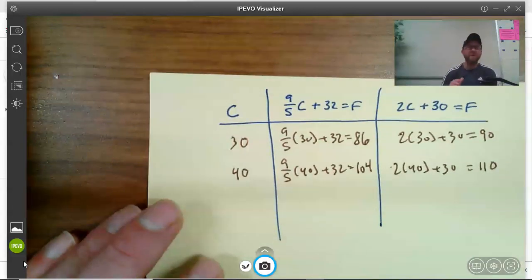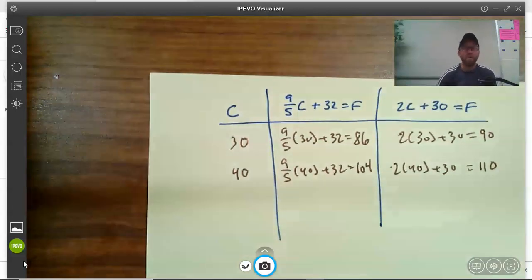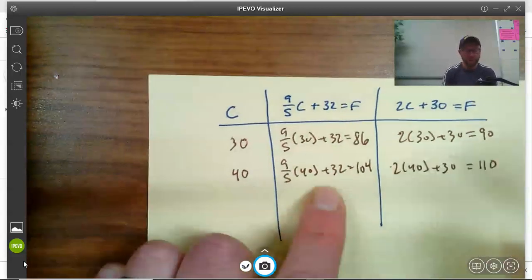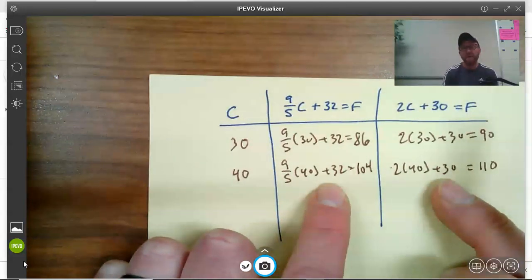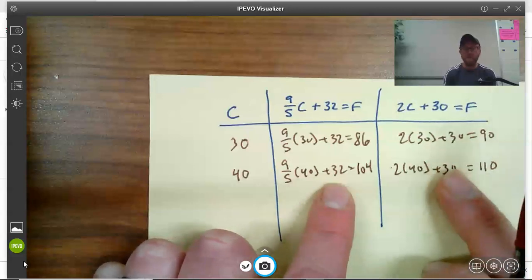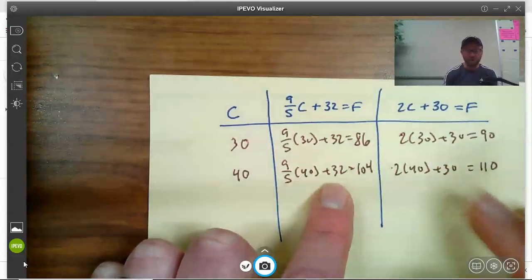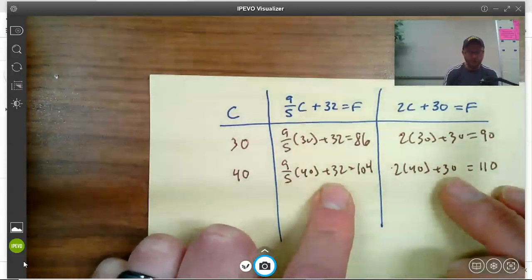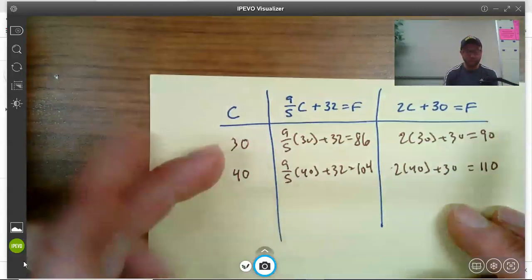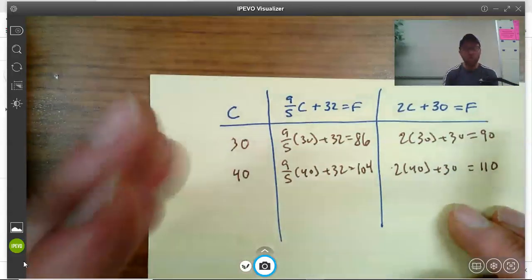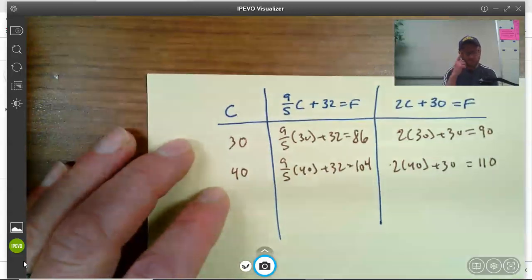Now, there is one particular input number that I could put into either formula and I would get the same number. So there's one temperature, Celsius, that I could plug into either one of these formulas and I'd get the same output Fahrenheit. So that means that the estimate is actually absolutely 100% right. And that's your task to figure out what that number is. We're just using the guess and check model to see if you can find it.